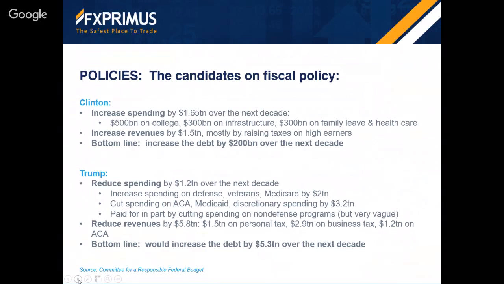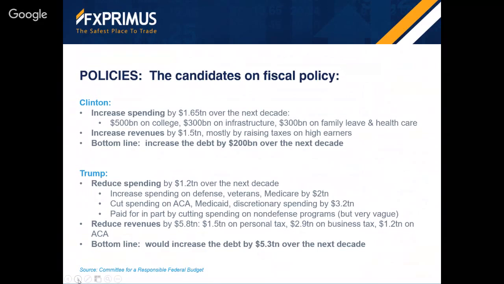Trump wants to reduce spending by $1.2 trillion. He's going to increase spending on defense, but cut spending on the Affordable Care Act, Obamacare, Medicaid, and discretionary spending by $3.2 trillion.